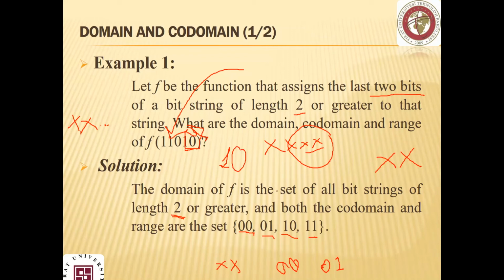All right. How about the range? So this is the range. I explained about it. This is the range: all possible values. How about the codomain? As I said, the codomain could be any combination of 2-bit string, 00, 01, 10, 11, but in this case just 10. Why? Because this is the input.